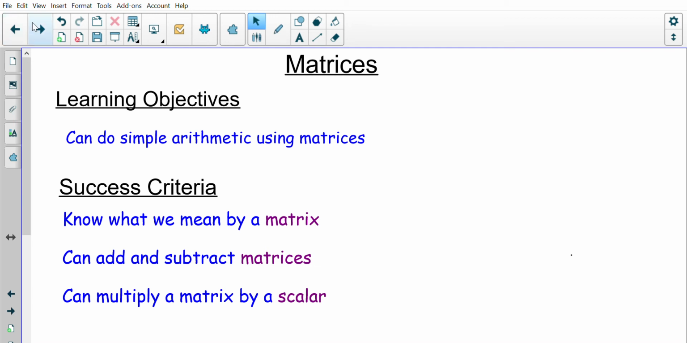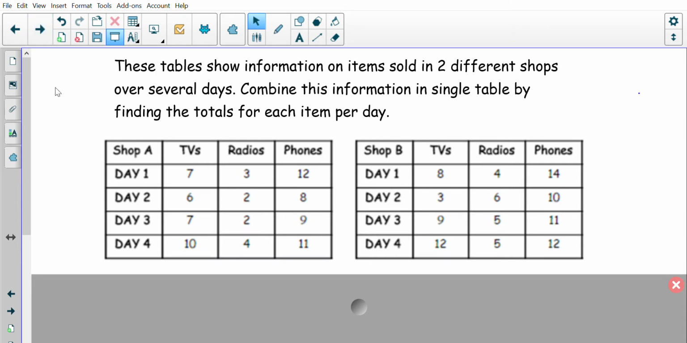This video is going to give an introduction to matrices. These tables show information of items sold in two shops on several days. So what I want you to do is just pause the video and combine this information into a single table by finding the totals for each item per day.